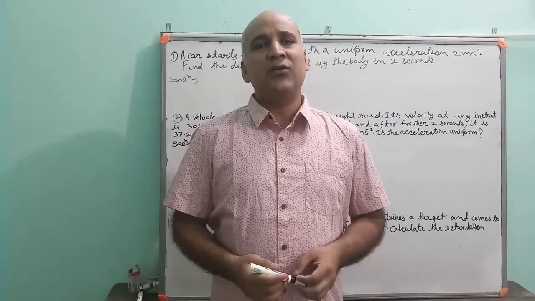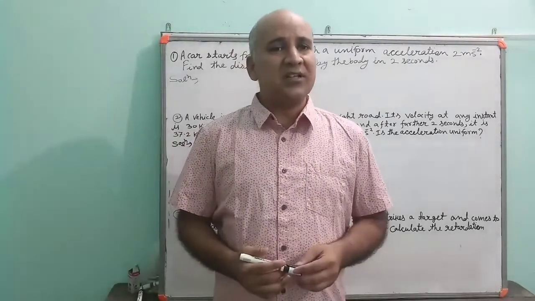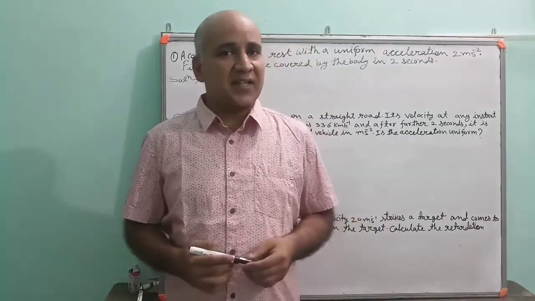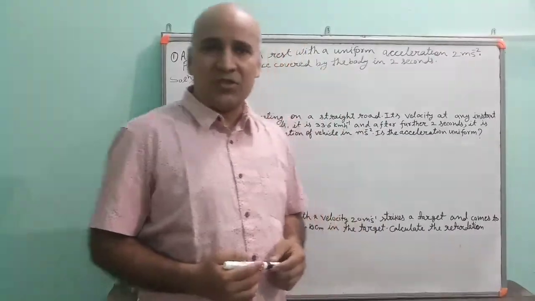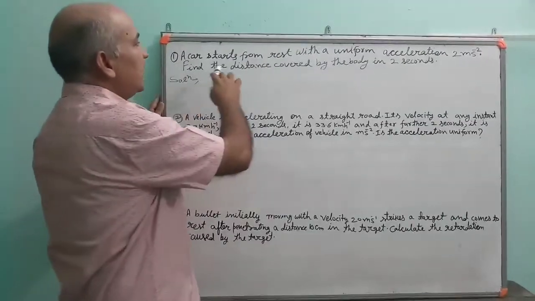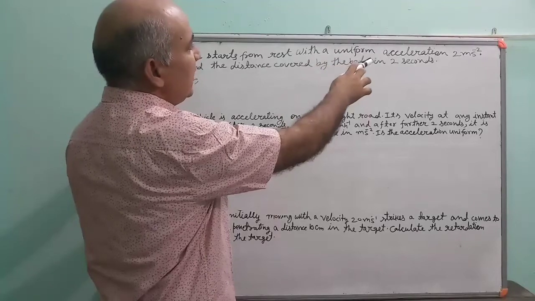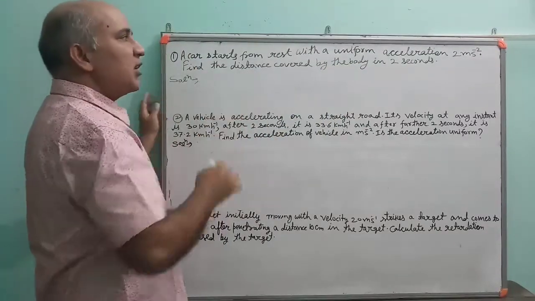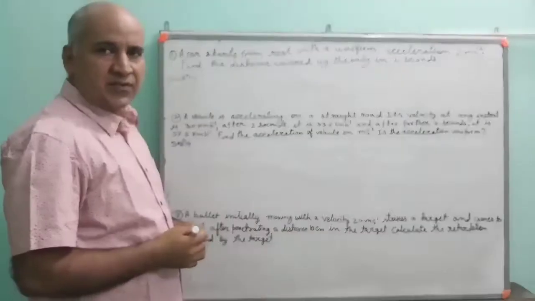We have completed your second chapter, only numericals are left. So today we are going to solve numericals of second chapter, motion in one dimension. Okay, see some questions I have written here. A car starts from rest with a uniform acceleration 2 meter per second square. Find the distance covered by the body in 2 seconds.